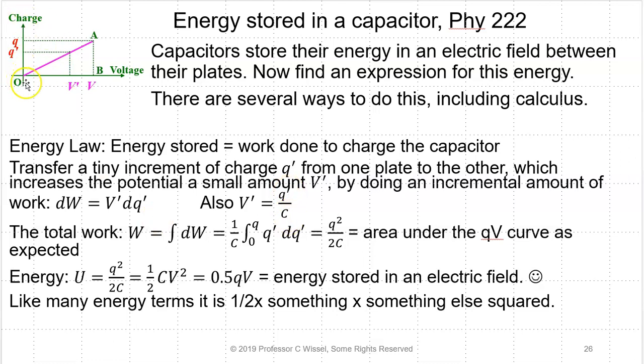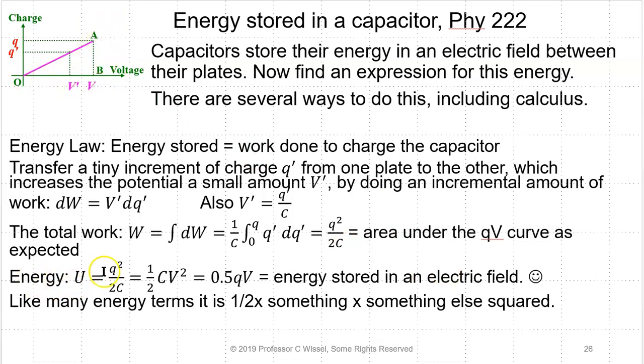Now, if you look here, this is a plot of the charge versus the voltage on a capacitor. And notice it's a linear curve. So in other words, this slope is the capacitance, C. So the total work is then the integral of all the little work, and that will be 1 over C times the integral from 0 to Q of Q prime dQ prime. And that will equal Q squared over 2C. And that is the area under the QV curve, as expected.